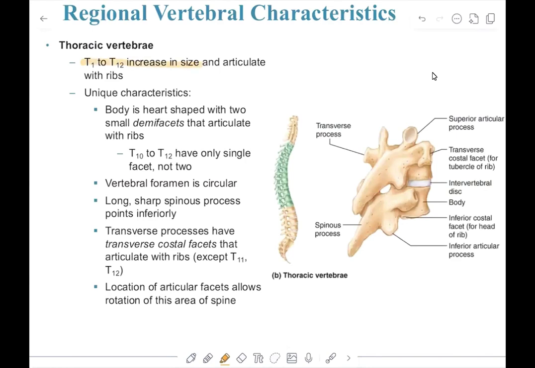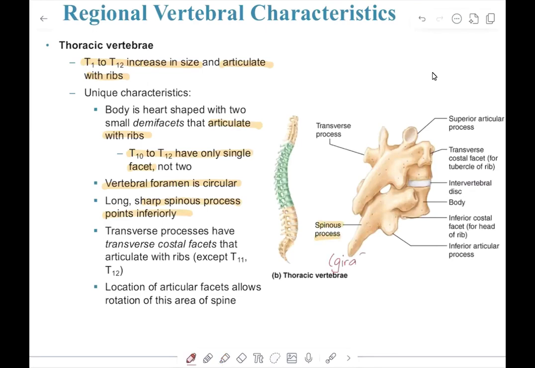They increase in size and they articulate with the ribs. So some of the unique characteristics are that the body is heart-shaped with two small, what are called demifacets that articulate with ribs. And T10 to T12 have only a single facet, not two. The vertebral foramen is circular. There are long, sharp spinous processes that are kind of pointed inferiorly.